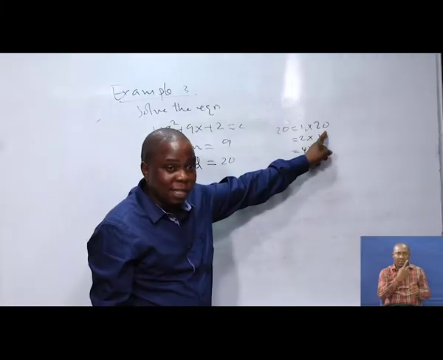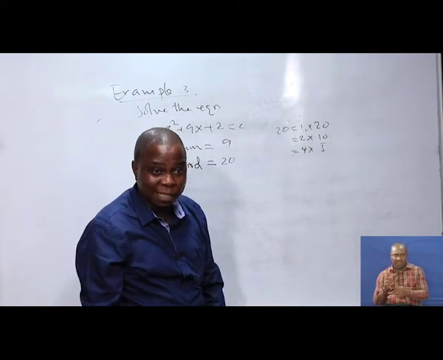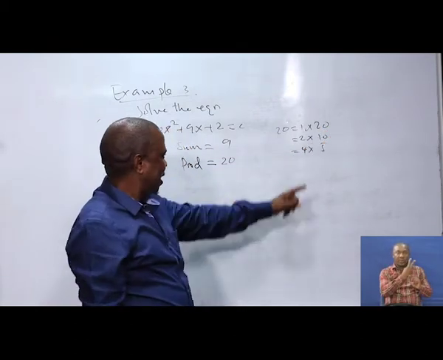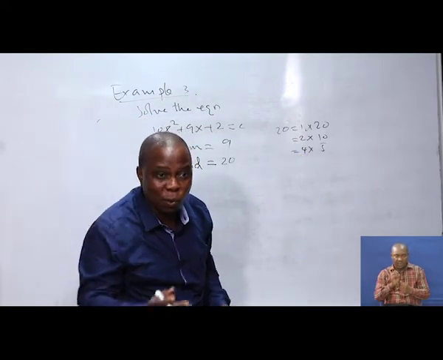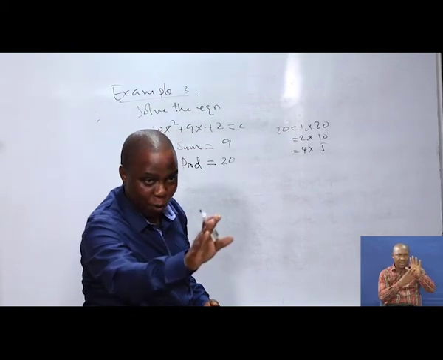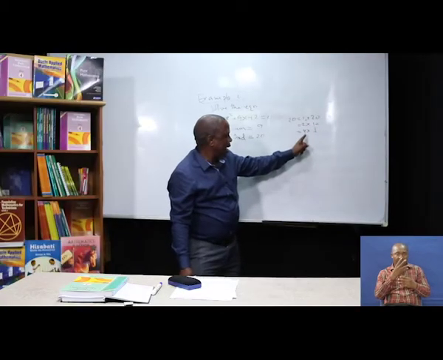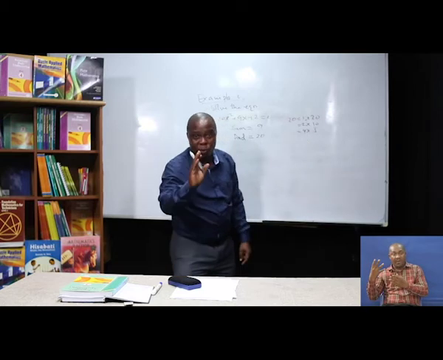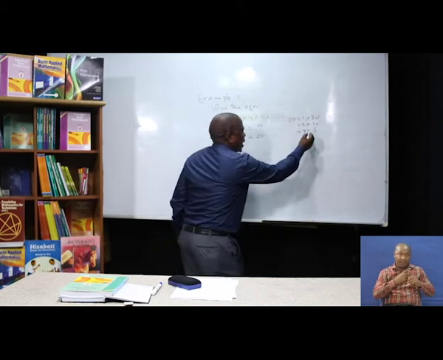Is it 1 and 20? If you multiply them, they give you 20. But if you add 1 and 20, will you get 9? You won't get 9. 2 and 10, if you multiply them, they give you 20. But if you add them, would they give you 9? No. Here, 4 and 5, you multiply them, they give you 20. If you add them, yes, this should be the pair we are choosing.